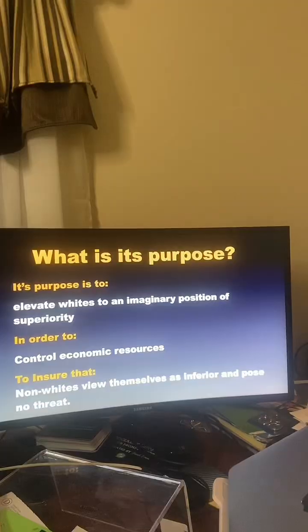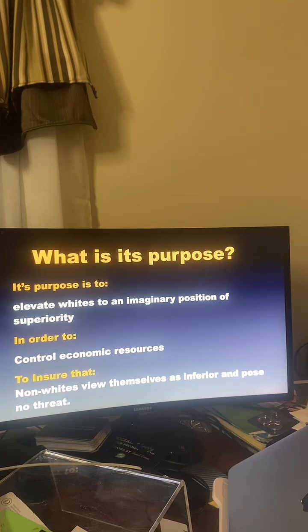That is known as a racial construct. It is a fabrication. It is a creation. It has no basis in reality. And so now we look at, well, what was the purpose behind this? The purpose behind the creation of and the maintenance of racism is to elevate white people to an imaginary position of superiority. Now, you will note that this is in their mind. It is not a reality. It is a fabrication, something that they created.